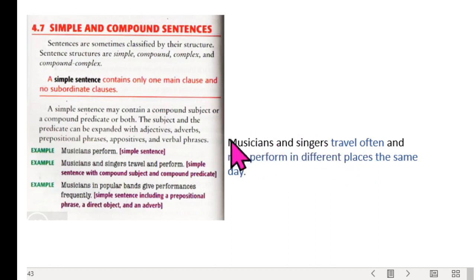One subject is a compound subject. A compound subject is one subject. Musicians and singers. If I say musicians, it's also considered one subject. Okay? Travel often, one verb, and may perform, another verb. You see, what happens is that after "and," which is the coordinating conjunction, you don't have another subject. If you have another subject, then it is a compound sentence.